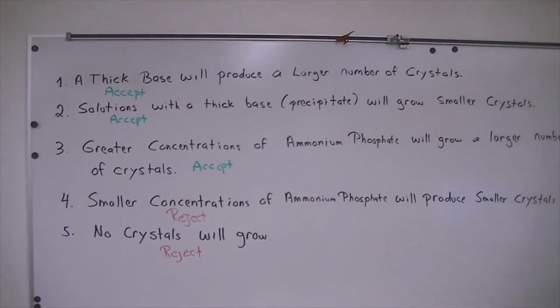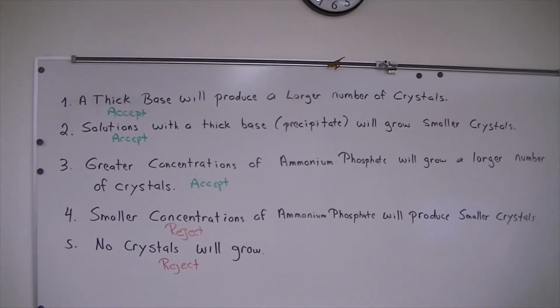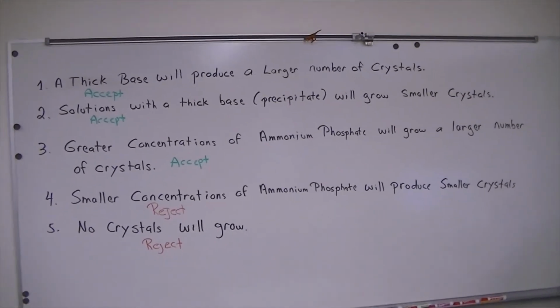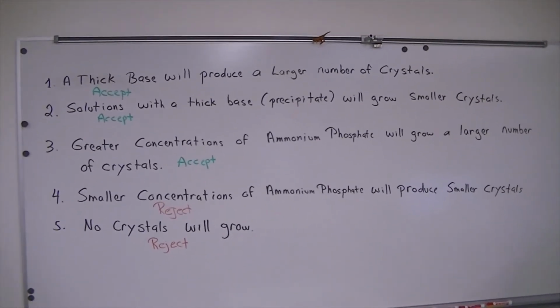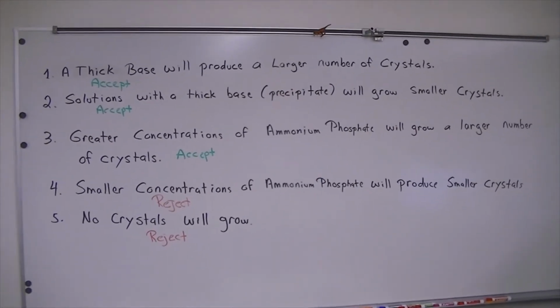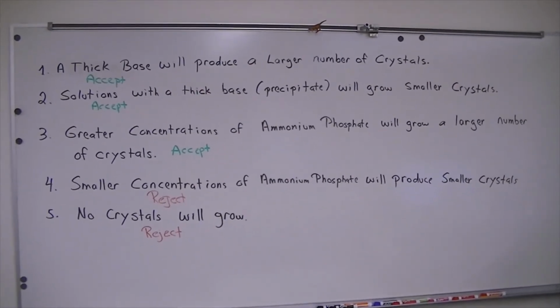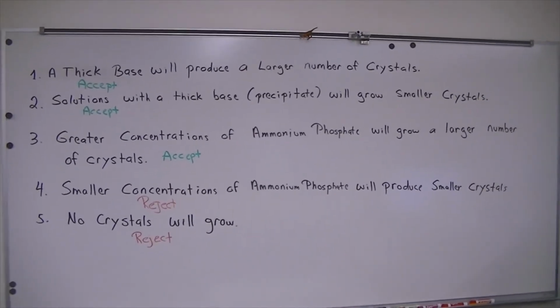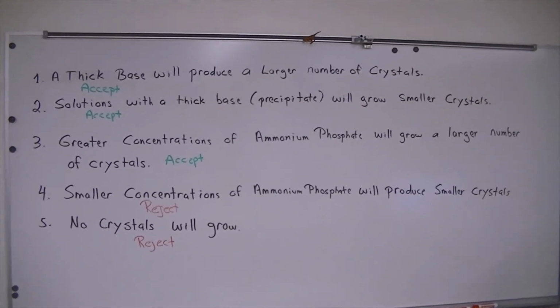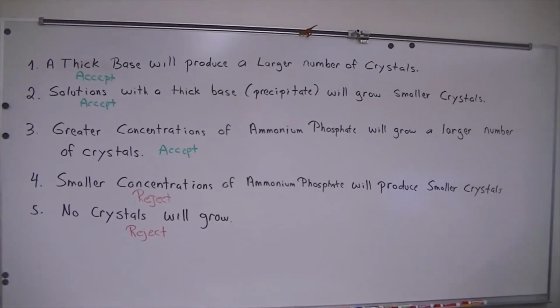So basically, sorry about the focus of the camera. A thick base will produce a larger number of crystals. We're going to accept that hypothesis. Solutions with thick bases, the precipitate will grow smaller crystals. We accepted that. Greater concentrations of ammonium phosphate will grow a larger number of crystals, accepted. Smaller concentrations of ammonium phosphate will produce smaller crystals. We reject that, as well as hypothesis number 5, no crystals will grow at all.